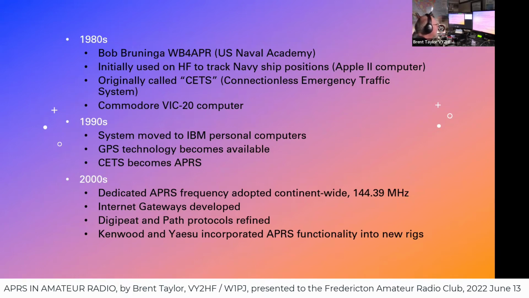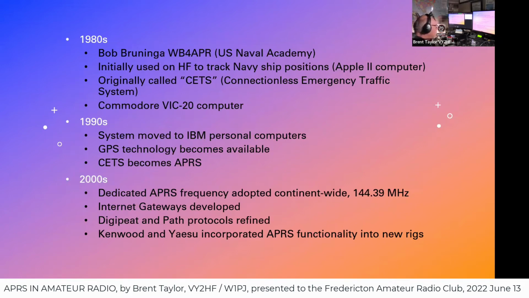By the 1990s, computer technology was improving even further, so it was moving to more PC-based architecture. And of course, GPS technology became available and somewhat reliable for the general public. And the price has come down on GPSs ever since, of course. The Connectionless Emergency Traffic System became APRS as we know it today.